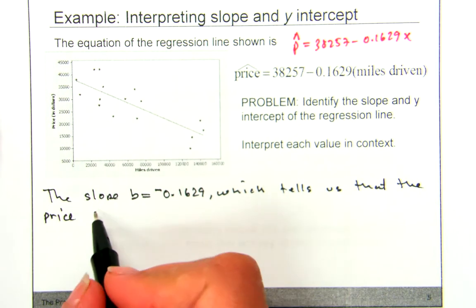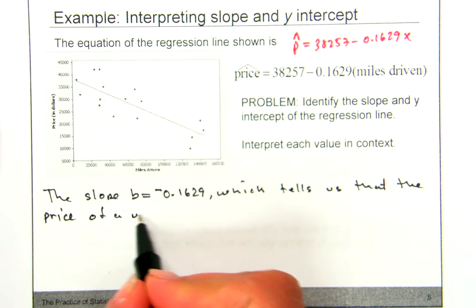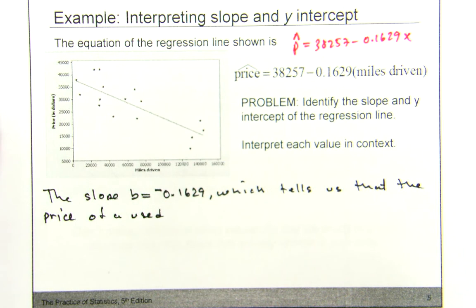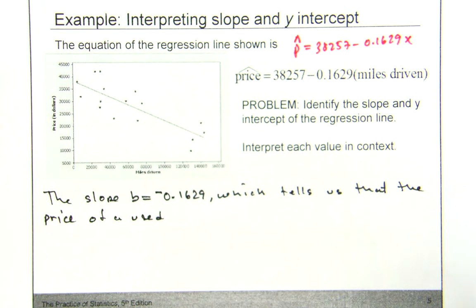The price of a used Ford, I think this is the car. Yeah, Ford F-150. Sorry, you didn't know that part. That's actually one of the examples in the book. This whole thing is about a Ford F-150, and it has a bunch of miles driven versus how much they were sold for. I'm pretty sure, yeah.